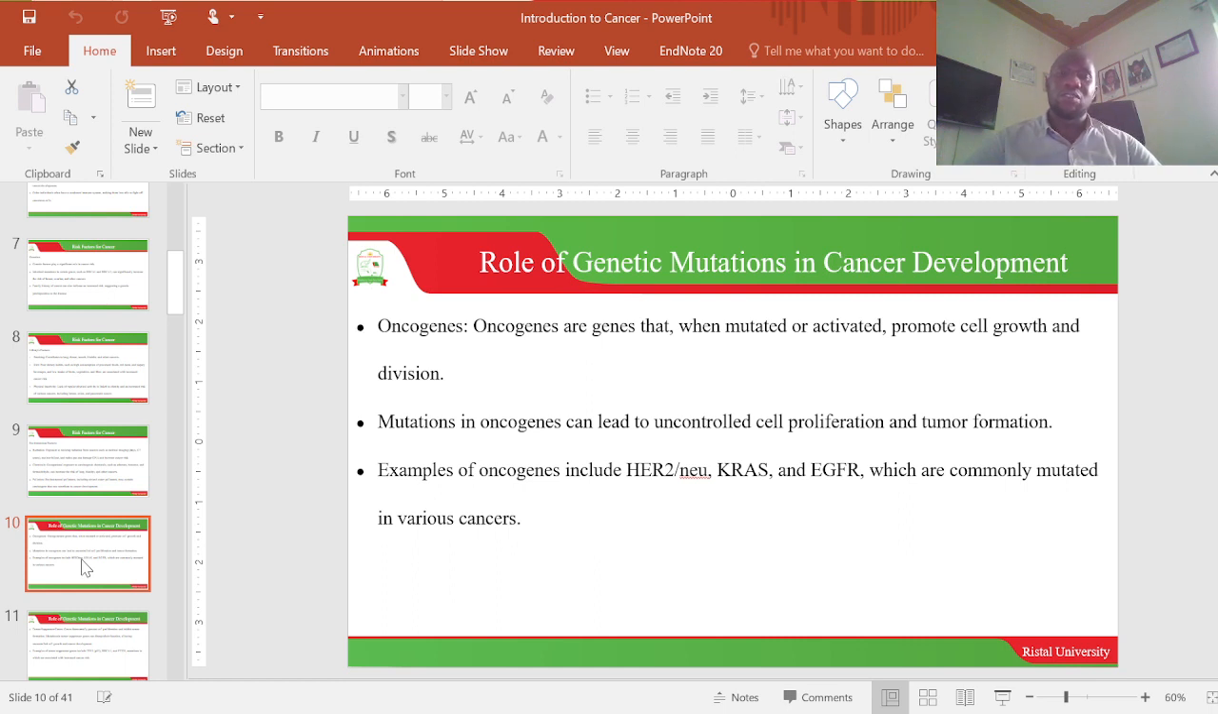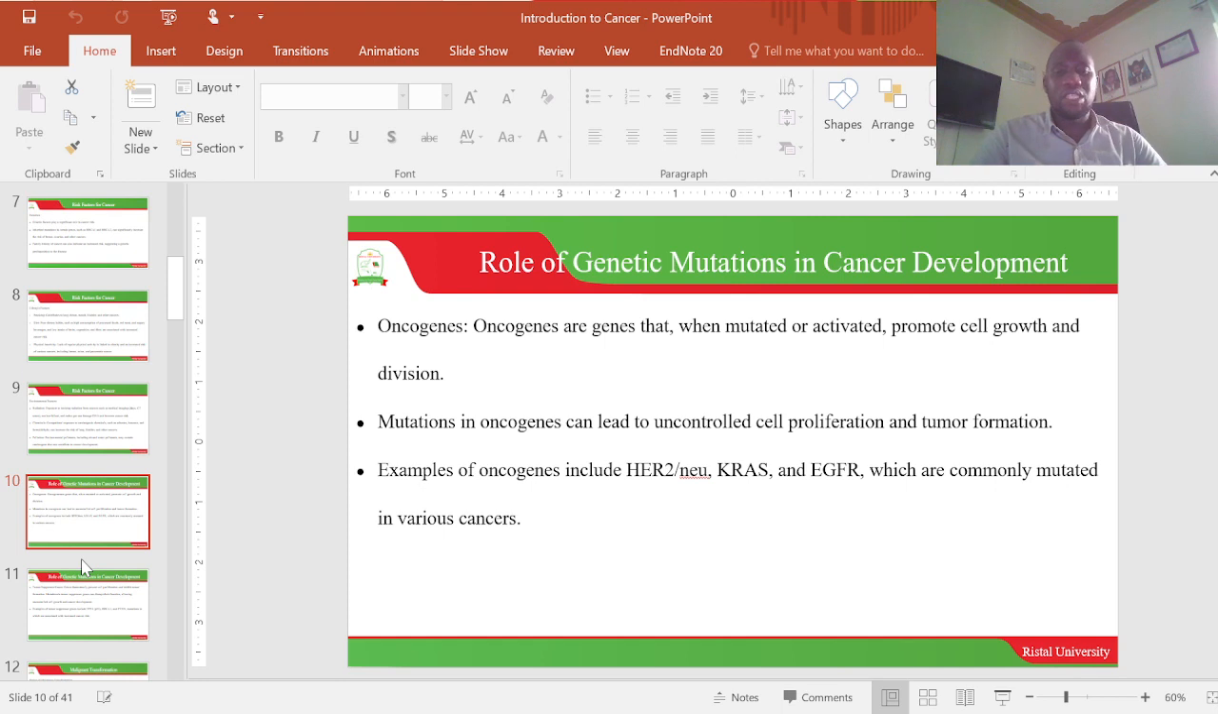So this is to let you know that oncogenes are those genes that, when they are activated or mutated, can promote cellular growth and cell division, consequently leading to tumor formation. So it is very important that the oncogenes are not activated, because if they are activated, they result in uncontrolled cellular growth and proliferation. So we have oncogenes such as HER2, KRAS, and EGFR. These are examples of oncogenes.